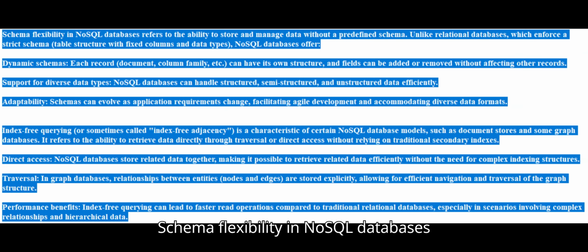Schema flexibility in NoSQL databases refers to the ability to store and manage data without a predefined schema. Unlike relational databases, which enforce a strict schema, table structure with fixed columns and data types, NoSQL databases offer dynamic schemas. Each record, document, column family, etc., can have its own structure, and fields can be added or removed without affecting other records. Support for diverse data types.